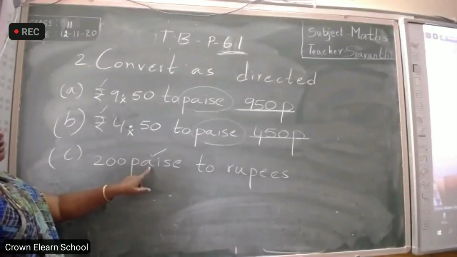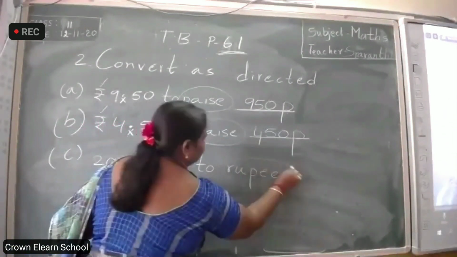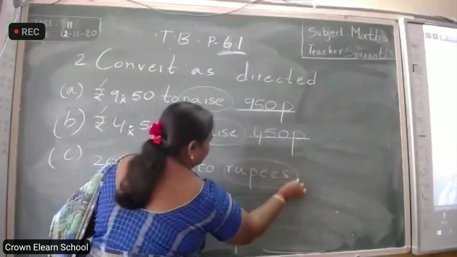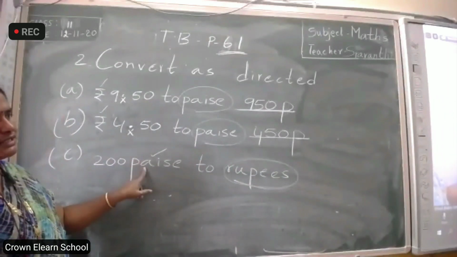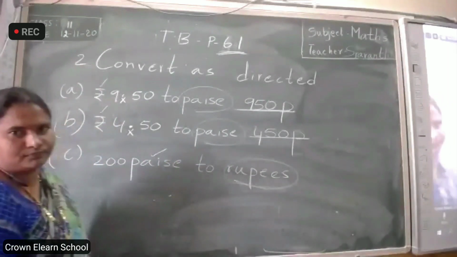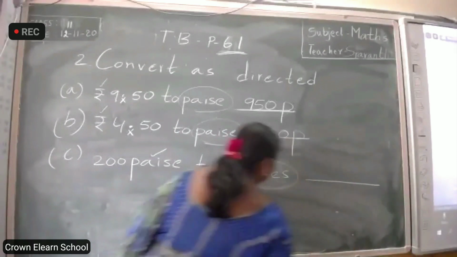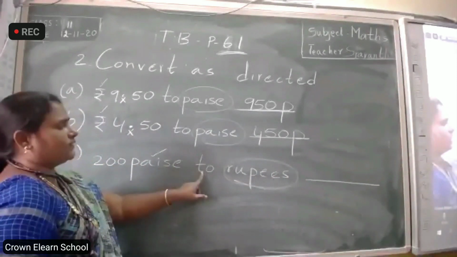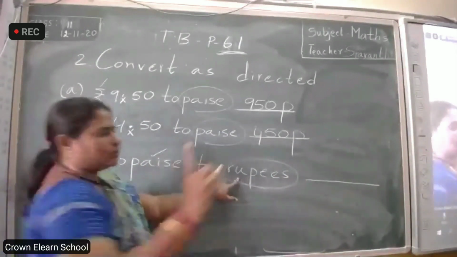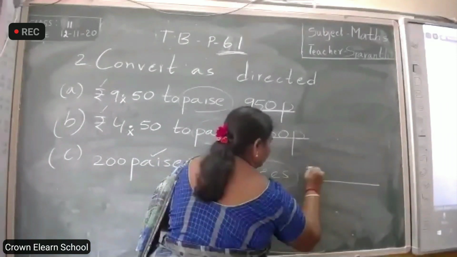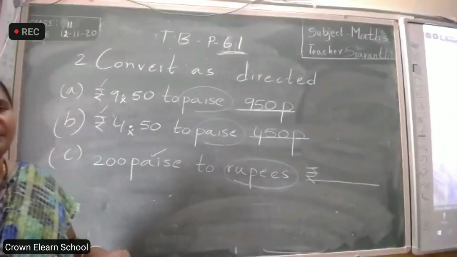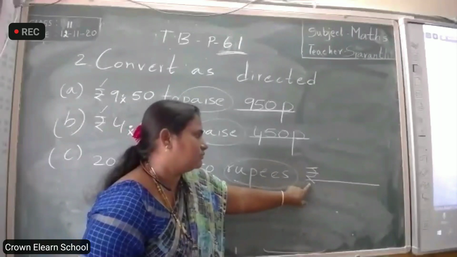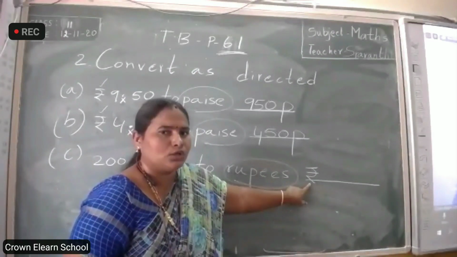It is given, no? So we have to convert into rupees. In the answer, there must be rupee symbol. Paise to rupee. Okay, let us write answer. So we are converting into rupees, no? So rupee symbol at the start itself. Where do we keep rupee symbol? In the beginning of the answer.